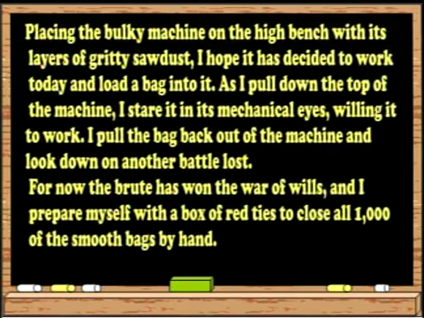Placing the bulky machine on the high bench with its layers of gritty sawdust, I hope it has decided to work today and load a bag into it. As I pull down the top of the machine, I stare in its mechanical eyes, willing it to work. I pull the bag back out of the machine and look down on another battle lost. For now the brute has won the war of wills, and I prepare myself with a box of red ties to close all 1,000 of the smooth bags by hand.